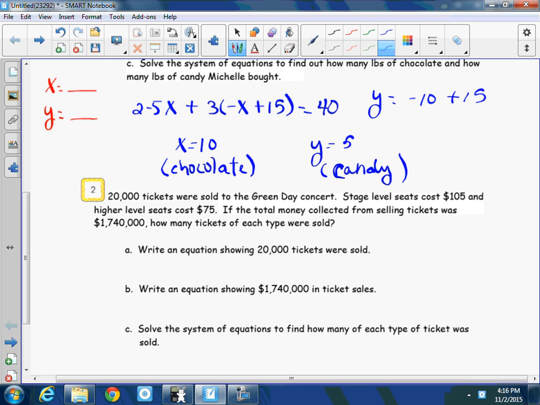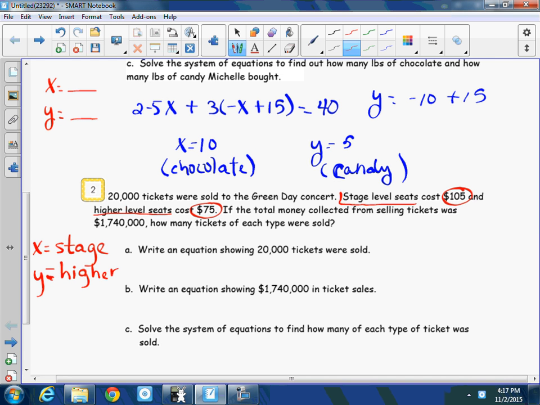So I got my X and my Y right here. Stage level seats, so now I'm going to say that that's my X. And higher level seats are 75. So I'm going to say that Y equals higher level, which is higher up. That's why they're a little cheaper. The closer you are to the stage, the more money you pay.